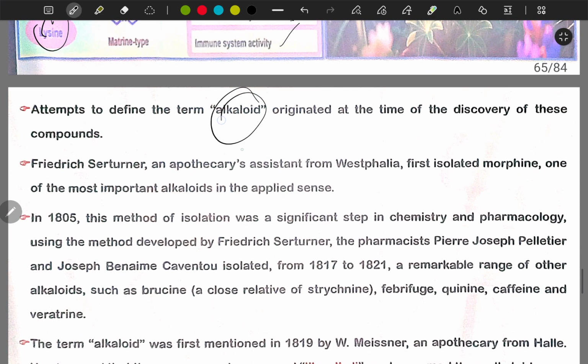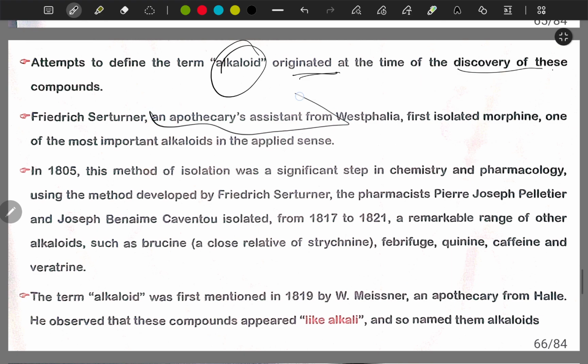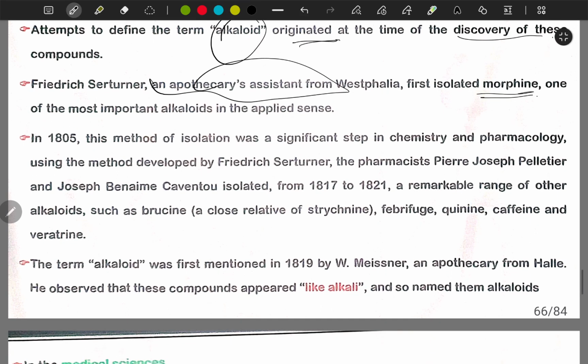Attempt to define alkaloid originated at the time of discovery of these compounds. Frederick Schreiner, an apothecary's assistant, first isolated morphine, and it is one of the most important alkaloids. Morphine is an opioid alkaloid. In 1805, the method of isolation was a significant step in chemistry and pharmacology.